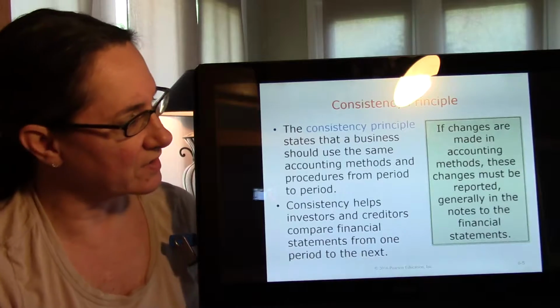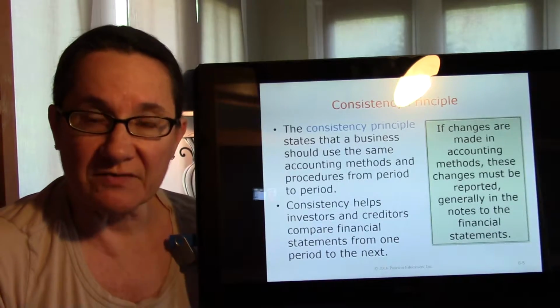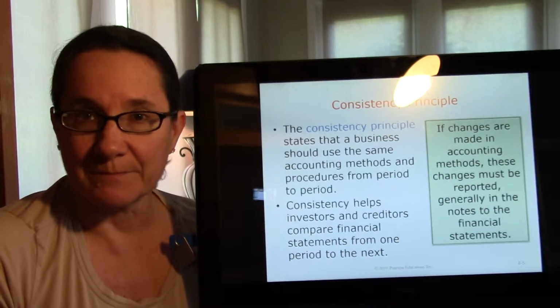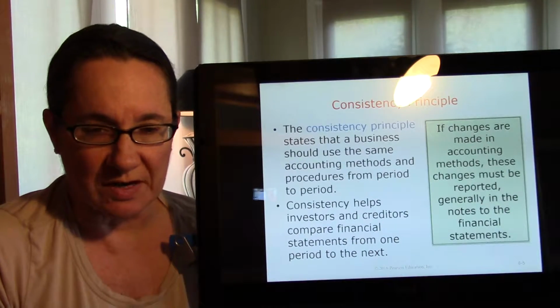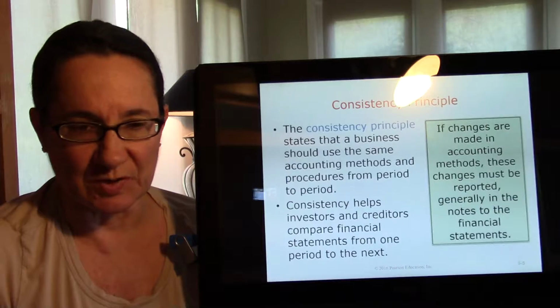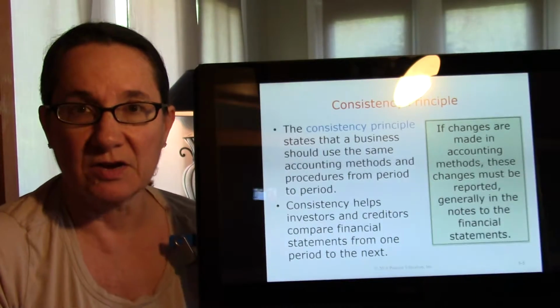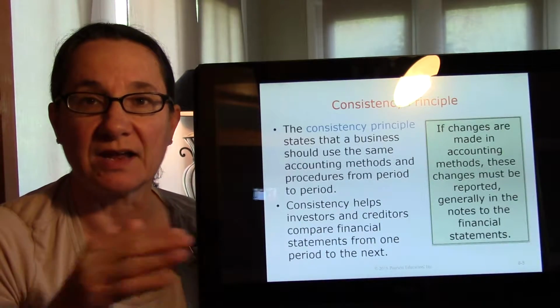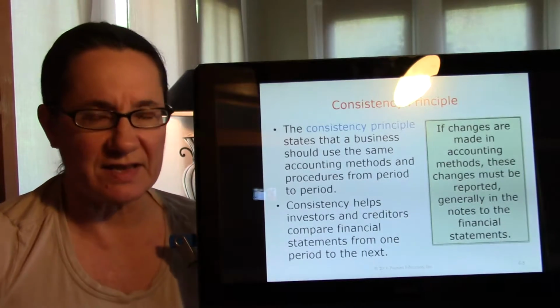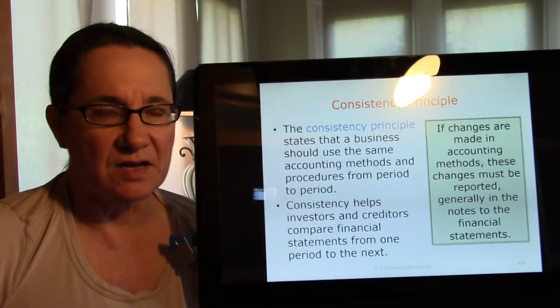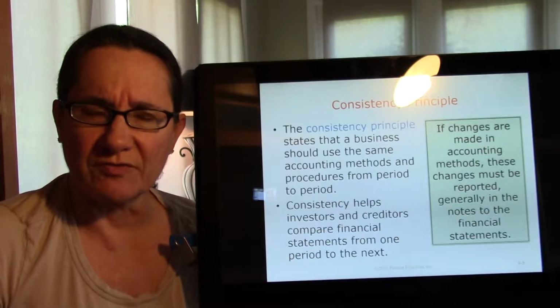So this is important. We're going to learn a couple different ways to count for inventory, right? And you can't just choose which one you want to use this period and use a different one next period because it makes your accounting look better. You have to be consistent. That way people can compare across years. So the consistency principle applies all over accounting, but it's especially important for inventory.